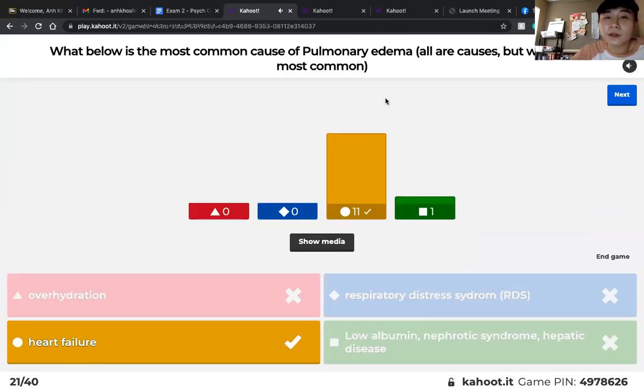All right, so heart failure is the most common cause of pulmonary edema. The heart fails to pump effectively, it causes backup into the lung, leading to pulmonary edema. All of these can cause pulmonary edema.